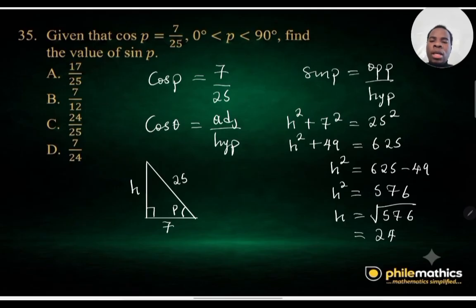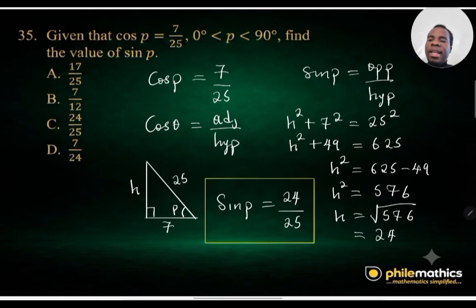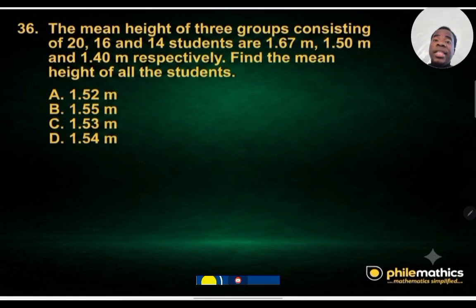Now we are looking for sin P, and we know that sin P is opposite over hypotenuse. It therefore means that the sin P we are looking for is opposite, which we have gotten as 24, over hypotenuse, which is 25. And that is C.